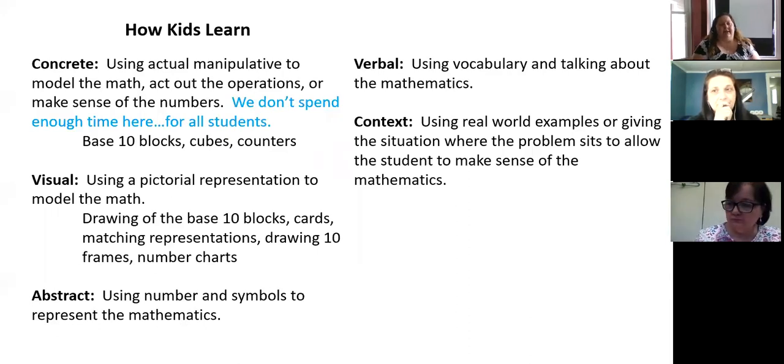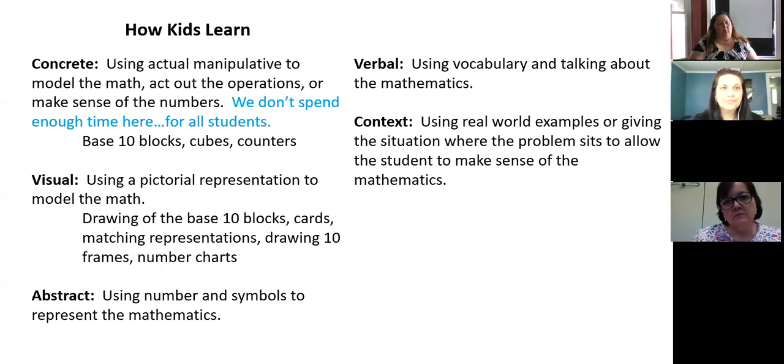And then all the same time, we're still looking at this verbal piece. We're using the vocabulary. We're talking about the mathematics. We're having kids explain verbally. And we're giving them a context, a real world example. We're giving them situations and allowing students to make sense of the mathematics in this context.